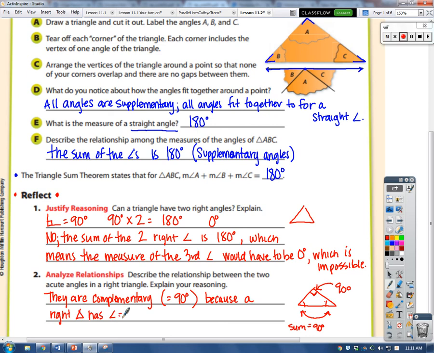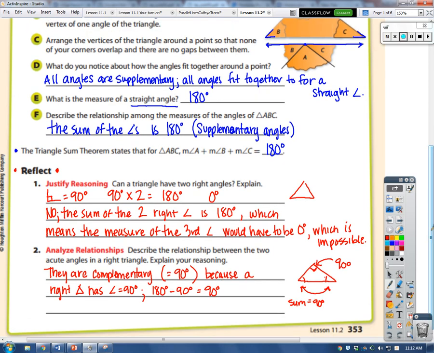Has an angle that equals 90 degrees, right? And then all triangles equal 180. So 180 minus the 90-degree angle equals 90. So those other two angles would have to be complementary, and their sum would have to equal 90. They don't have to be the same. They just have to equal 90. They just have to be complementary.